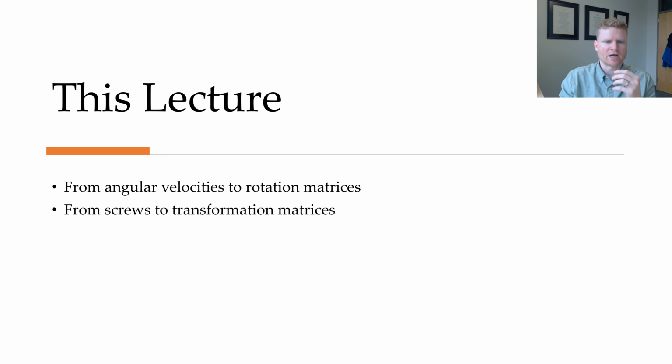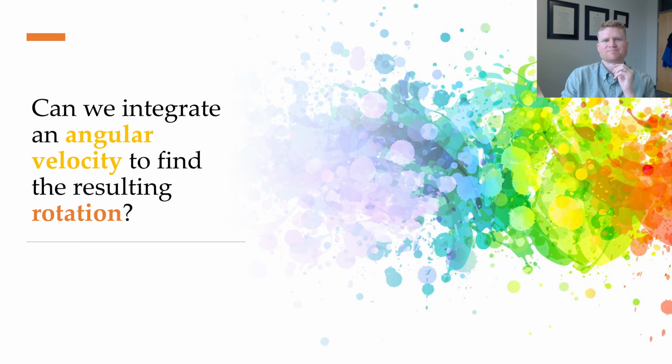Well, to understand that, I want to cover it from 2 different perspectives in today's lecture. First, we're going to think about how we convert angular velocities into rotation matrices. And second, we're going to talk about how we convert screws into transformation matrices. So we're kind of going full circle here because we've talked first about what is a rotation matrix, what is a transformation matrix. Next, we talked about angular velocity and screws. And now I'm showing you how you can go from these different velocities and find the corresponding rotation or transformation from those velocities. Okay, so how do we do that?